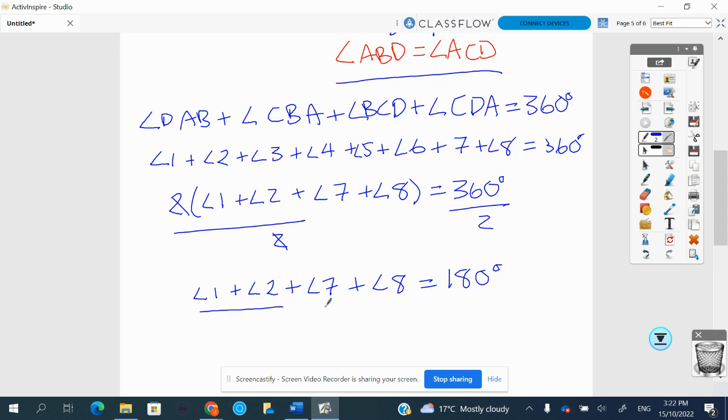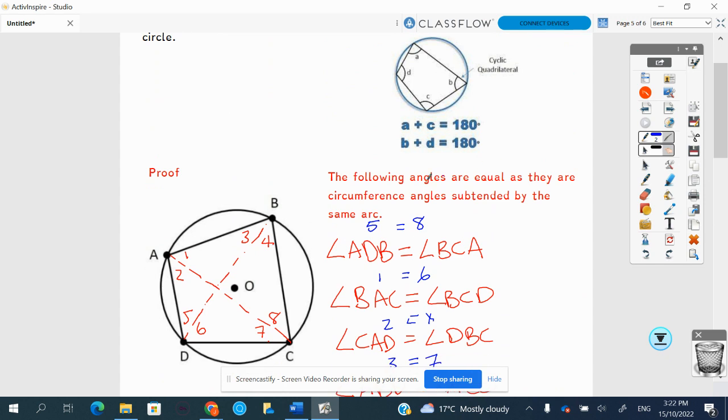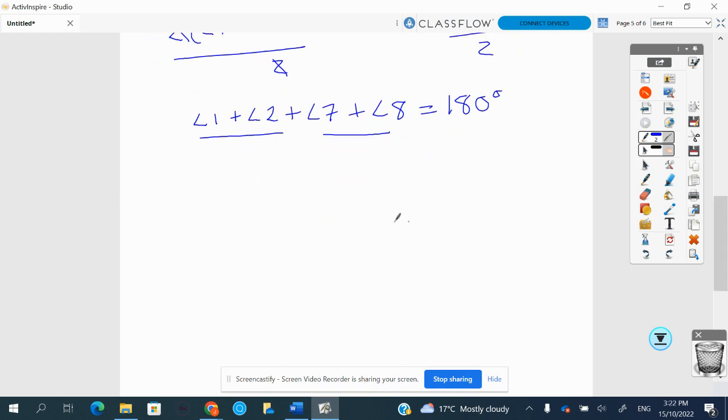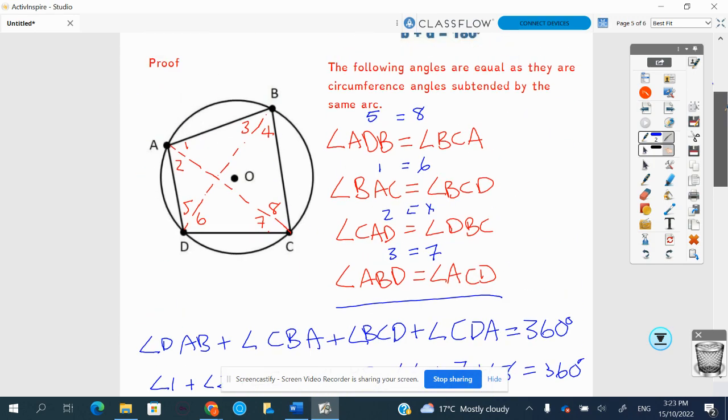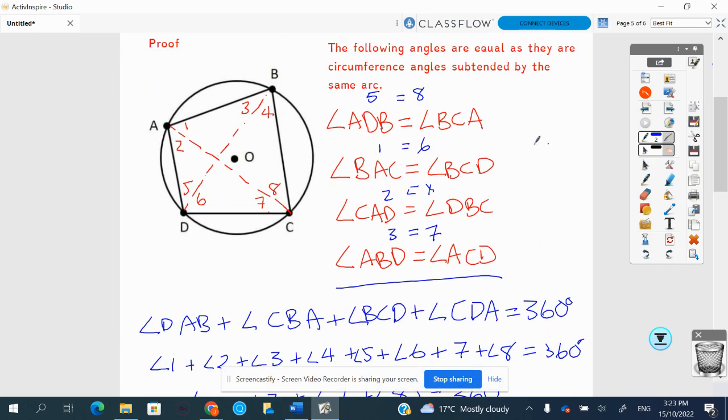Now look at angle 1, angle 2, 7 and 8. Up here, angle 1 and 2 is this angle DAB. 7 and 8 is this angle BCD. So what we can now say is that angle DAB plus angle BCD is equal to 180 degrees, which is what we have up here. The same would work if we chose different numbers. So this angle ADC and angle ABC.